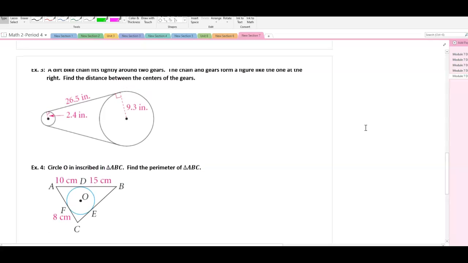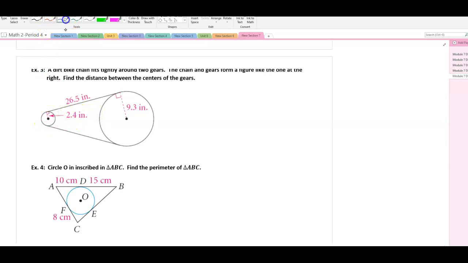Now, this one is one of the ones where if you get it, you get it. If you don't, you don't. I'm not going to be overly concerned with this. It's just understanding properties of circles and tangents, okay? It says a dirt bike chain fits tightly around two gears. So these two circles represent the gears. The chain and gears form a figure like the one at the right. Find the distance between the centers of the gears.